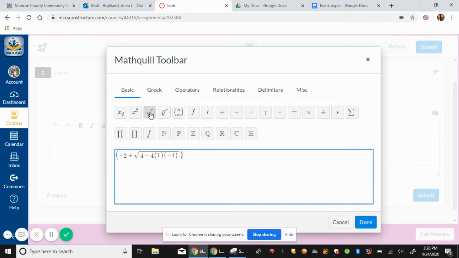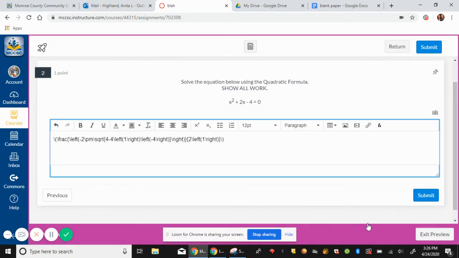So all I have to do now is go on the outside of that parenthesis and do a slash, and it automatically turns it into a fraction. And you can show me 2 times a, or in this case, a is 1. You can delete the parentheses afterwards if you really want to, but you don't need to, so I would just leave them in there. And we're going to hit done. And again, it's going to show up in here as a bunch of tech jargon, but once you submit it, your teacher will be able to see it just fine. Okay, so we've plugged this in. This is, again, where having this written down on paper beforehand is probably really helpful when showing your work.